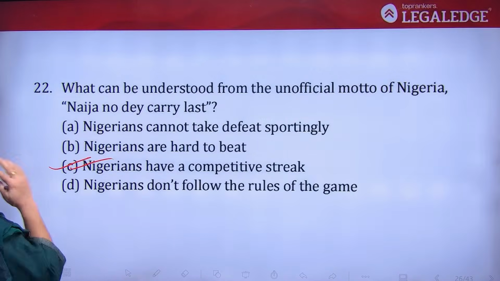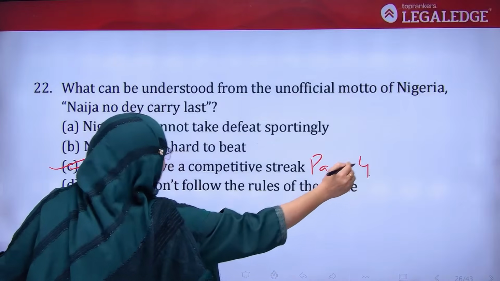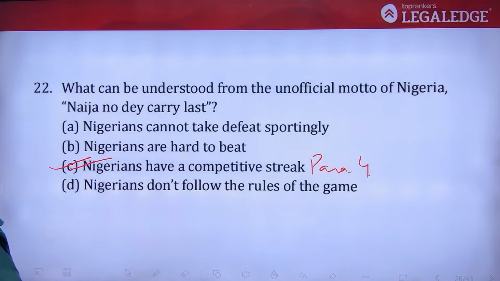Alright, well, if you go back to paragraph 4, it's written there. Para 4 for option C. The unofficial motto of Nigeria shows that Nigerians have a competitive streak. In paragraph 4, it is written that many Nigerians have a competitive streak. The country's unofficial motto, "Naija, no deny, carry last," can be roughly translated as Nigerians strive to finish first.